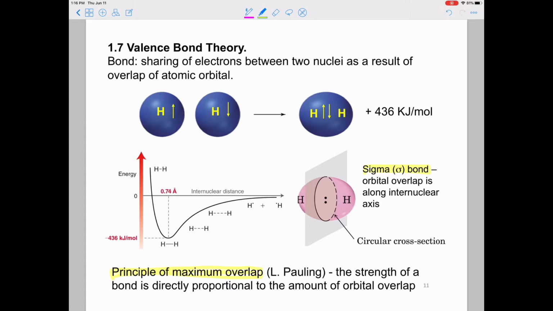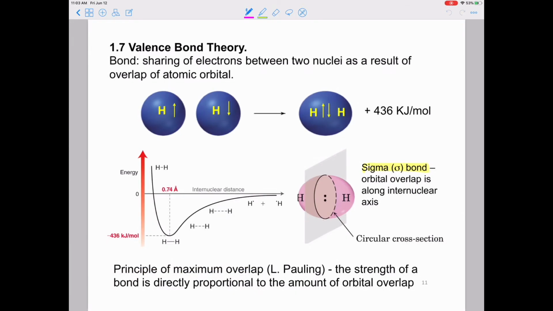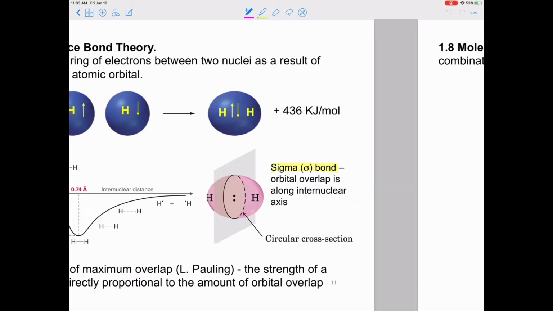And what this says is that the strength of a bond between two atoms is directly proportional to the amount of orbital overlap. The better the overlap, the stronger the bond. The worse the overlap, the weaker the bond. Valence bond theory explains much of the bonding and structure of organic compounds. However, there are cases where the valence bond approach falls short, and so an alternative theory of bonding has been developed. And this is the molecular orbital approach.